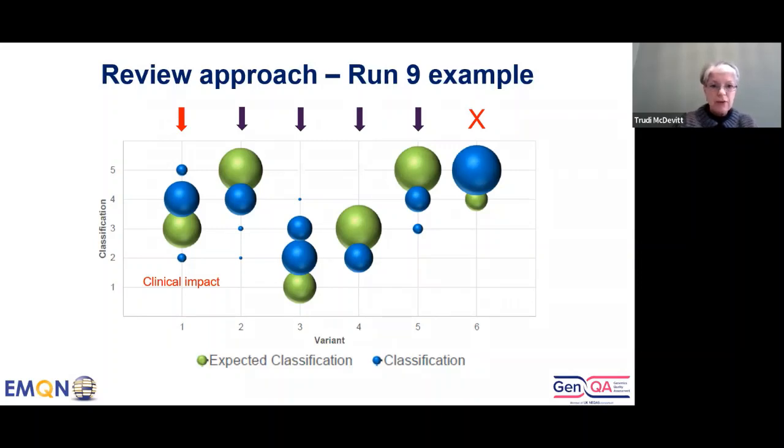The other variants in the run, the outcomes were different to expected, but they were in between the classifications that wouldn't be considered to have a clinical impact. So you'll notice the red arrow for clinical impact, and then the black arrows across the top. All 5 variants should be black arrows. That's just an error there with a cross. They're all the same. So next slide, please.